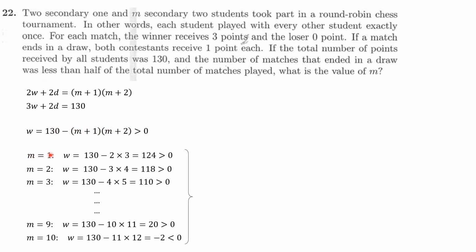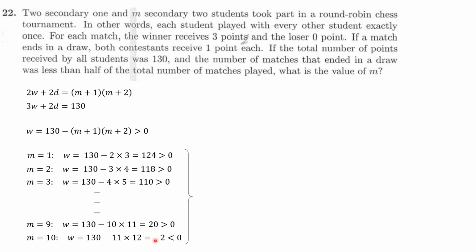Now we're going to start figuring out what W is by just plugging in different numbers for m. If we plug 1 for m, then W is equal to 130 minus 2 times 3, which is 124. If m is equal to 2, the number of games that end with a winner and a loser is going to be 118. When m is 3, it is going to be 110, and so on, until we get to the point where m is equal to 10. If m is 10, then the number of games that ended with a winner and a loser is 130 minus 11 times 12, which is minus 2.